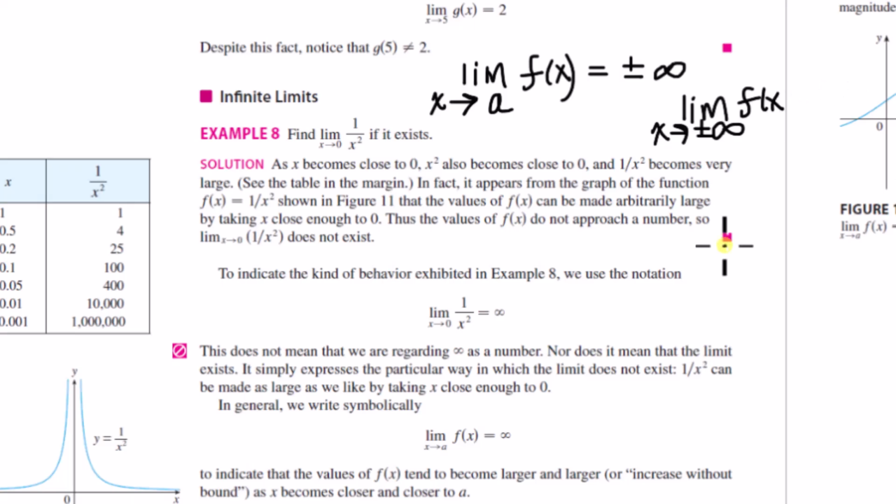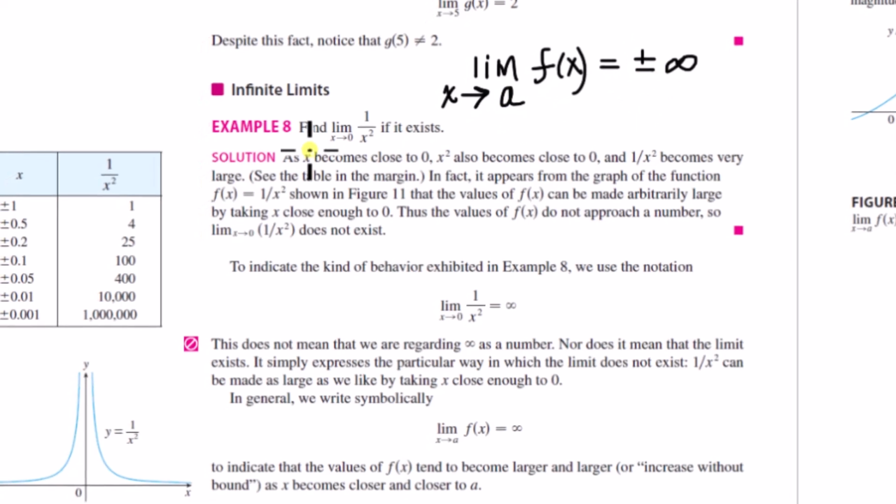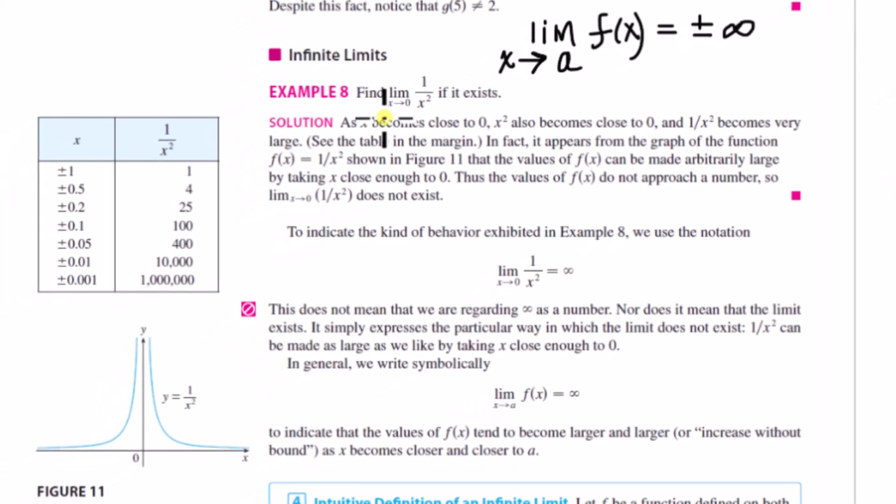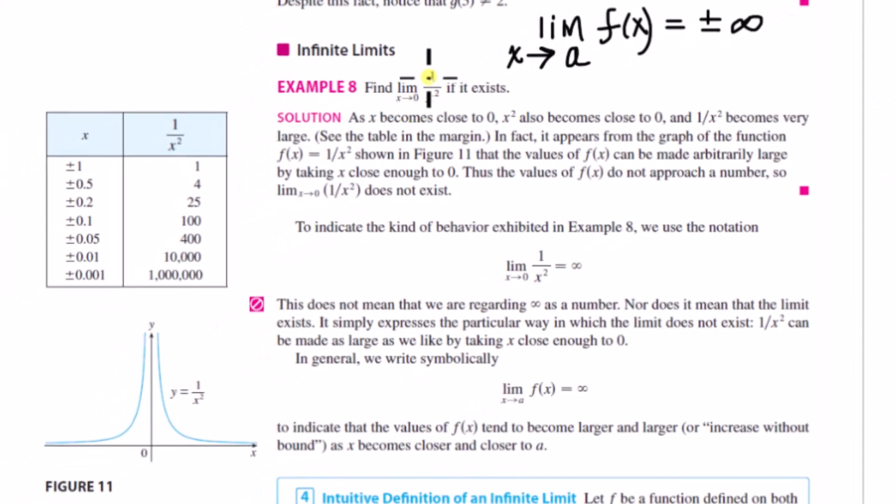Right now we're going to talk about infinite limits, where you've got the limit as x approaches just a general number input a of a function. It's an infinite limit if the output of the limit is equal to plus or minus infinity. Okay, so find the limit as x approaches 0 of 1 over x squared, if it exists. So the limit as x approaches 0 of the function 1 over x squared.